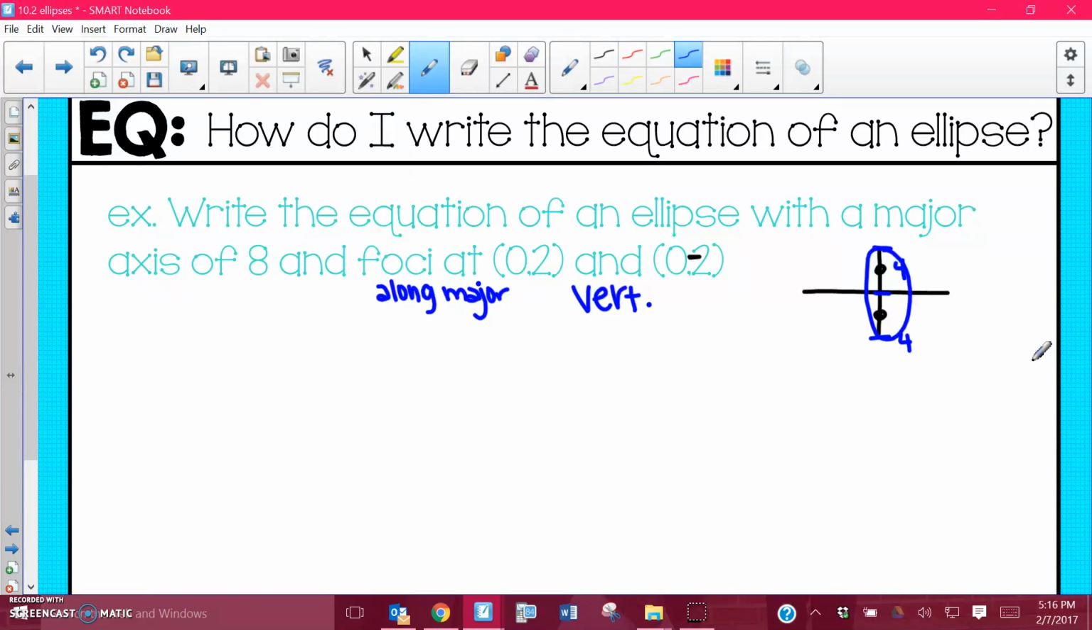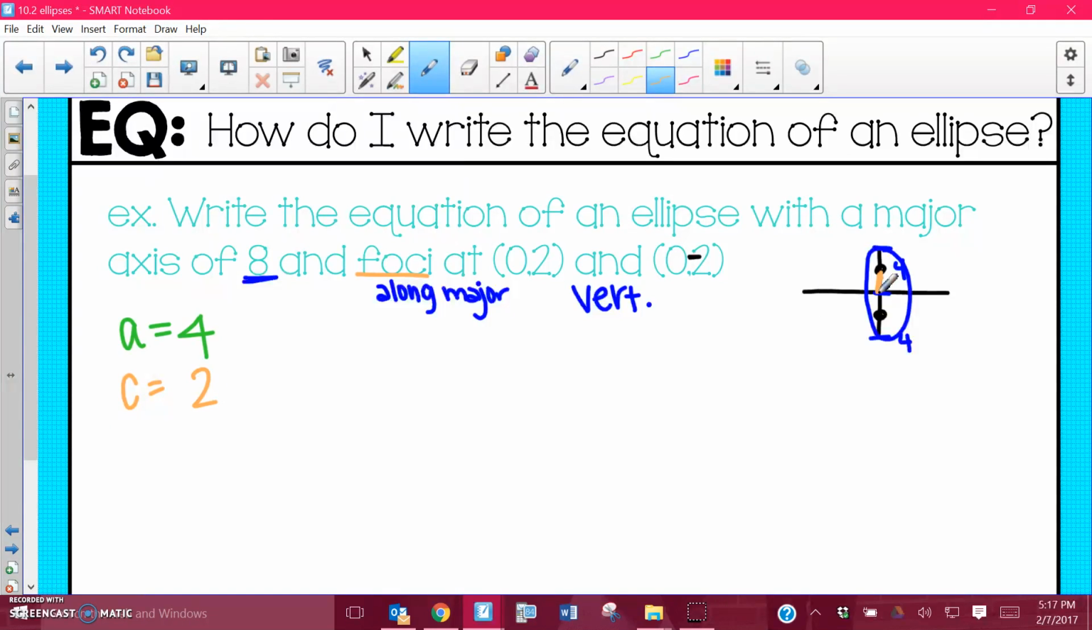So I know too, if this is length 8, that my a value, my bigger value, should be half of that, or 4, to go up 4 and then down 4. Okay, so my a is 4 in this case. It's vertical, so that value is going to go under the y. Now the next thing that I know is they've told me my focal length. They've told me that c is equal to the distance from the center to the focus.